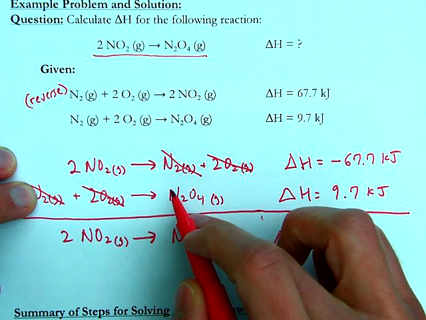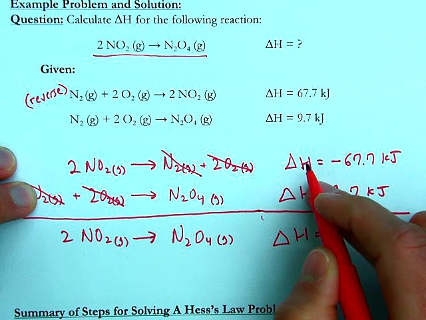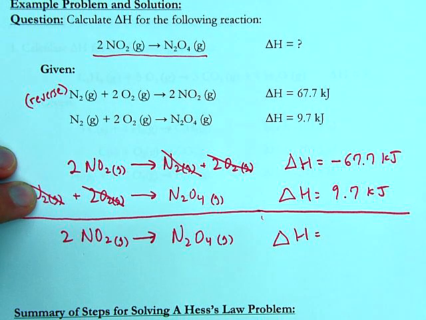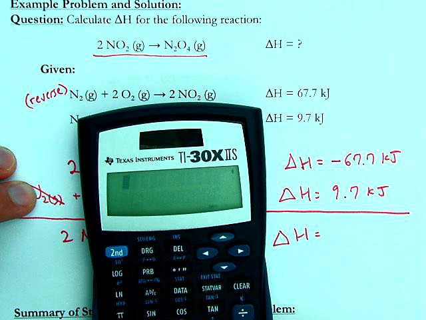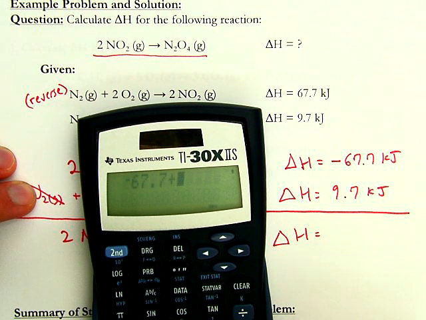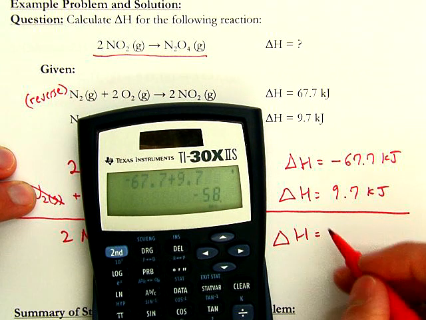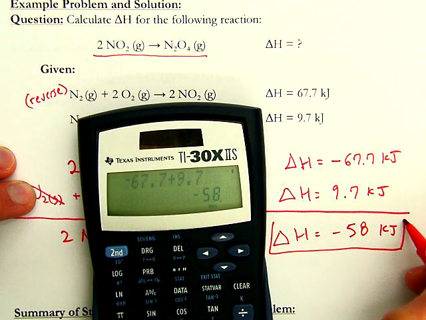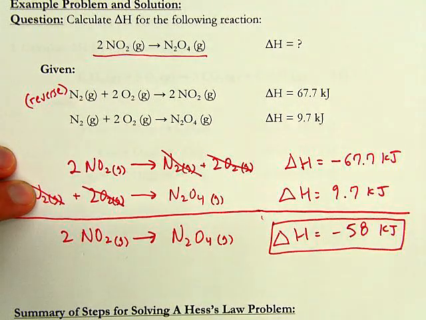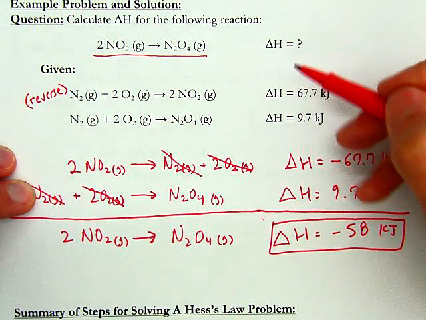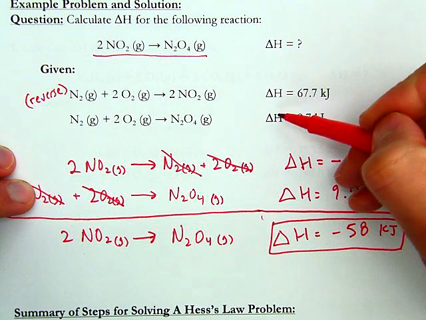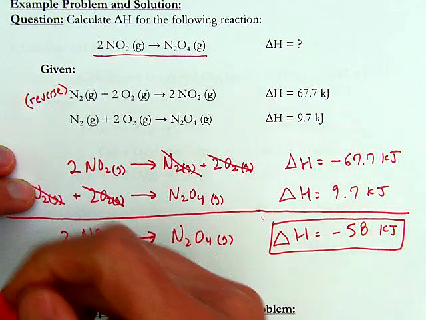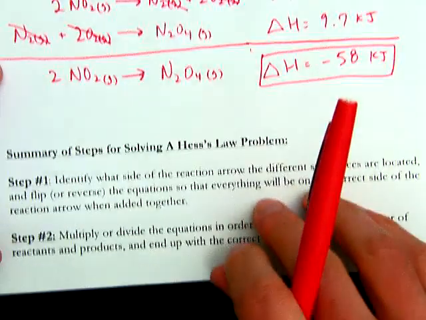If we can add these 2 equations together to get this, now we can add these H's together to get the heat of reaction for the desired equation. So on the calculator here, if I take minus 67.7 and I add 9.7, I get negative 58 kilojoules as my heat of reaction. And there it is. We solve for heat of reaction indirectly using other known equations. This is what Hess's law is all about. Okay? So, summary of the steps I have here.